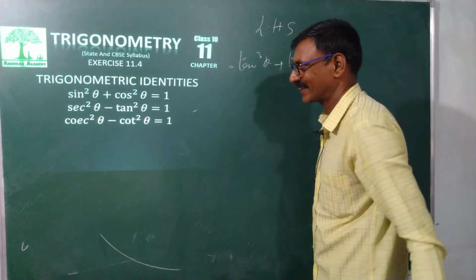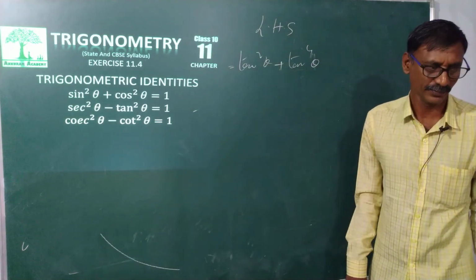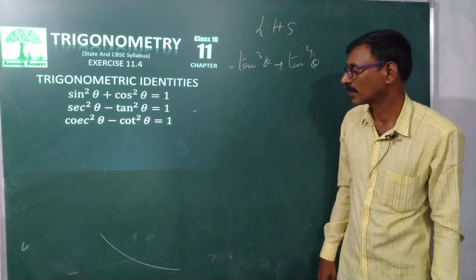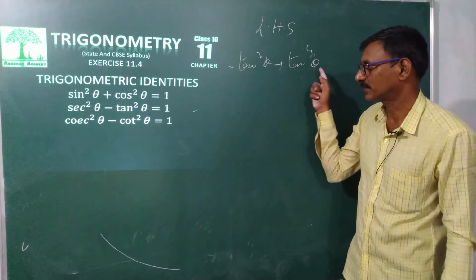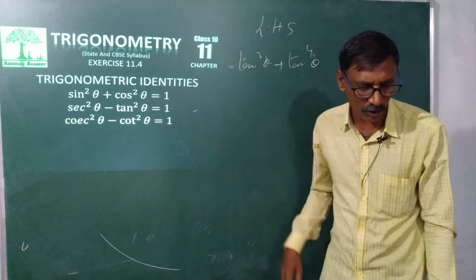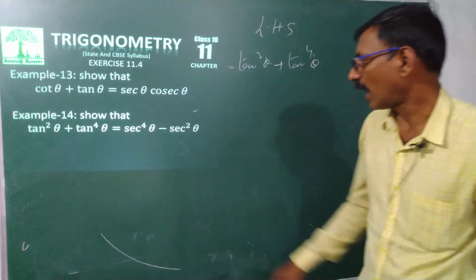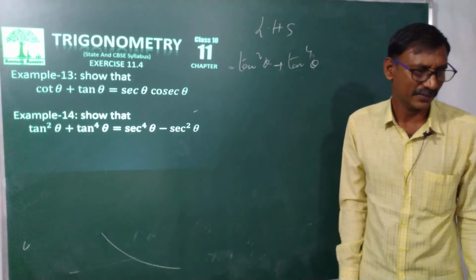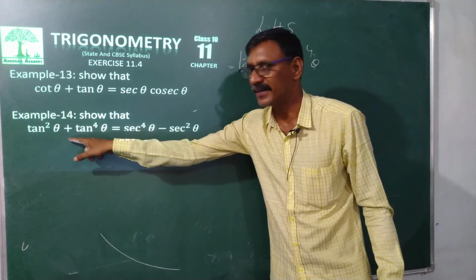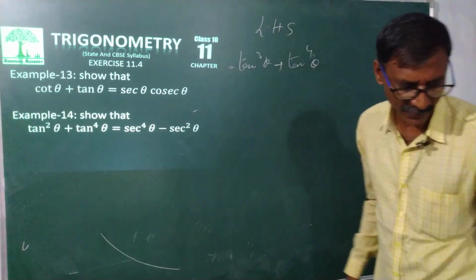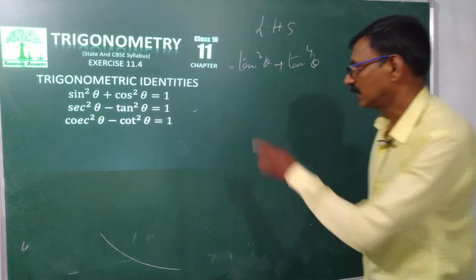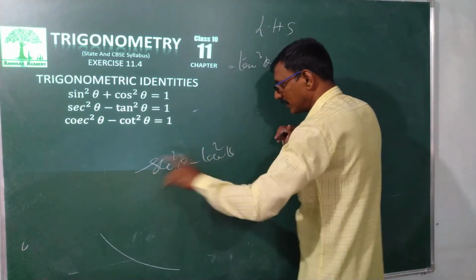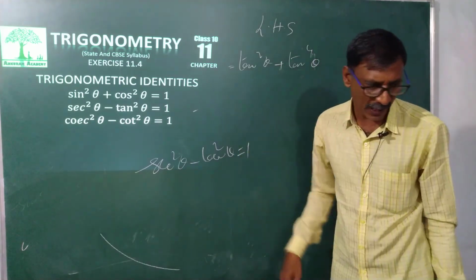Yes, we proved sin square theta plus cos square theta equals to 1. And secant square theta minus tan square theta equals to 1. Here I have tans. I mean tans, I will go to secants. Now, secant square theta minus tan square theta helps to prove that one.